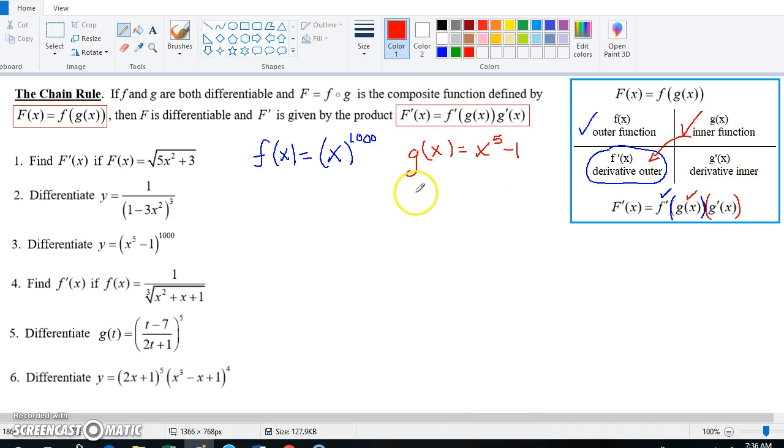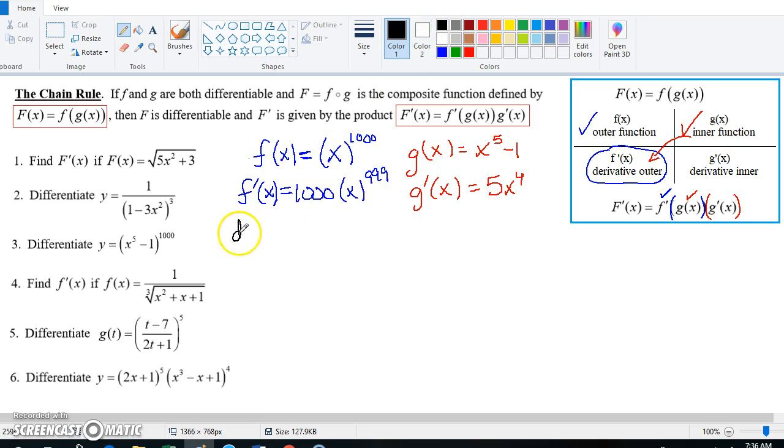Okay, I need the derivative of both. Both of these just require a power rule. 5x to the 4th for g prime of x. 1,000 x to the 999 for f prime of x. Do you see why it's important to label everything so we don't get confused about what we're talking about? F or g, f prime or g prime?